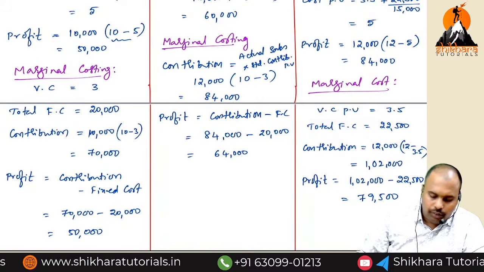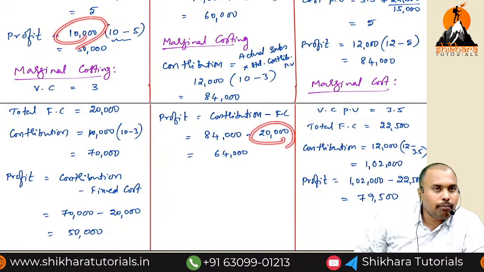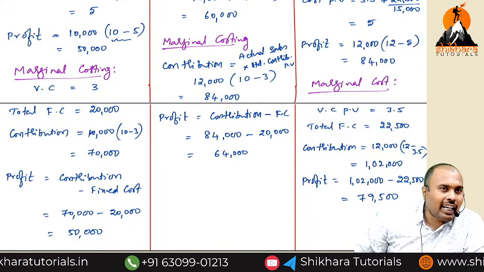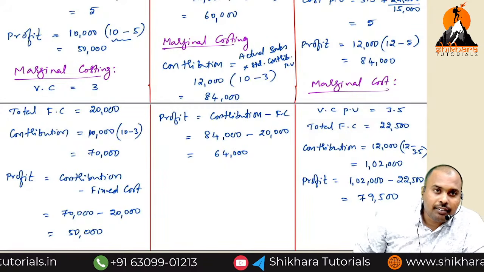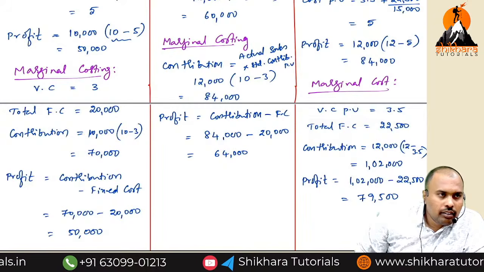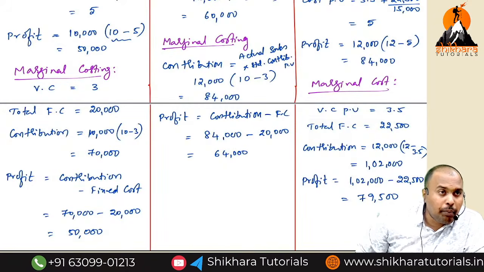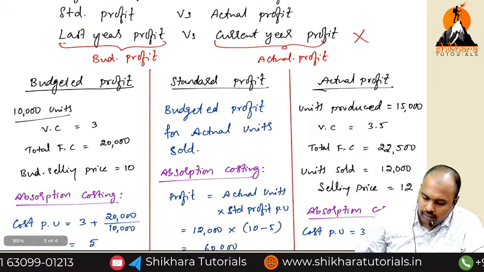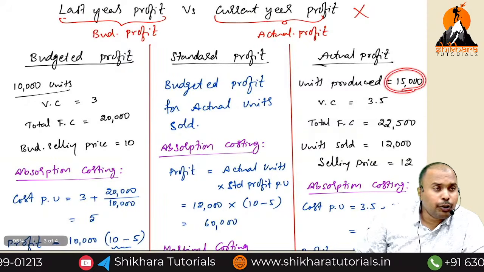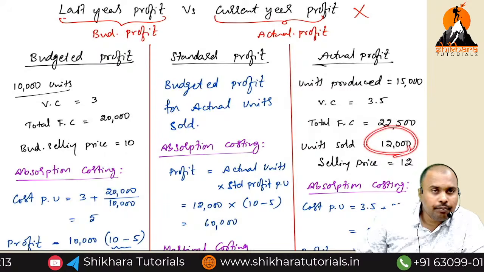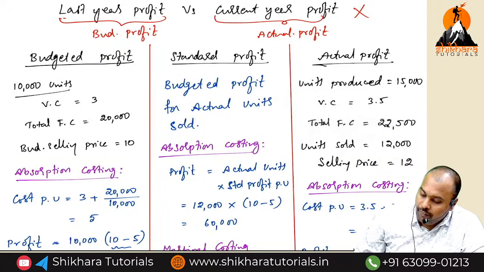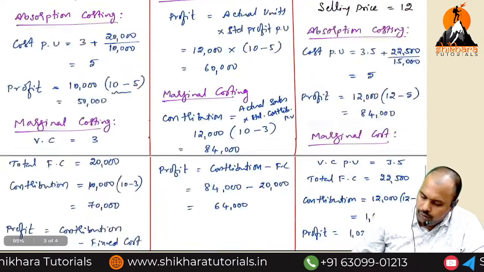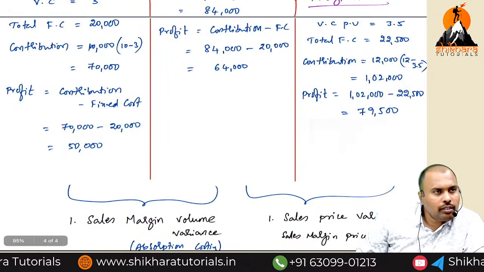Let us say, if volume is 12,000 instead of 10,000, still I would have deducted 20,000 only. Because under marginal costing, I never bother about volume. I will deduct total cost which is budgeted. Yes or no? Let us say I produced and sold 12,000 units. If I might have sold 14,000 units, how much will I deduct here? Same 22,500.